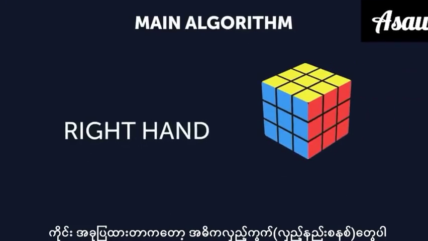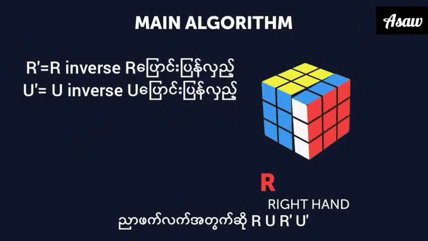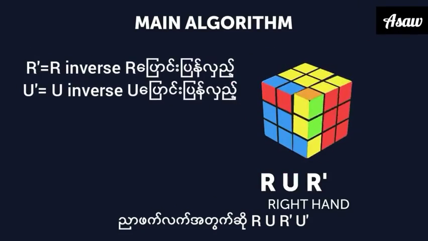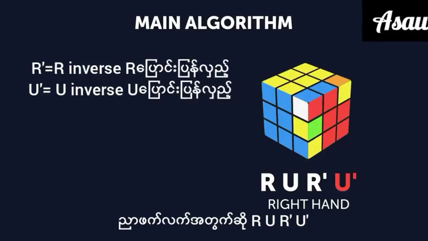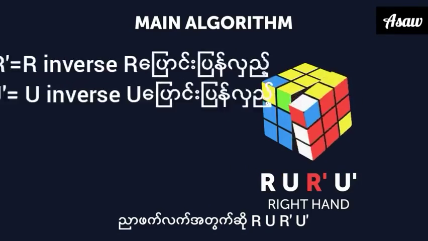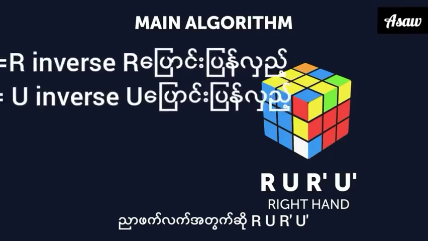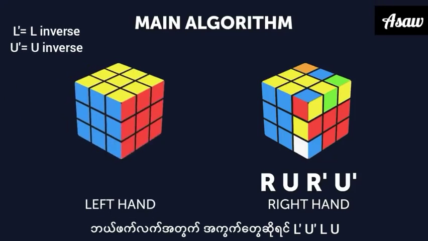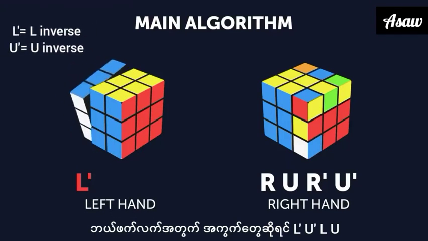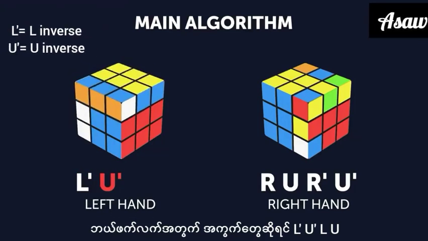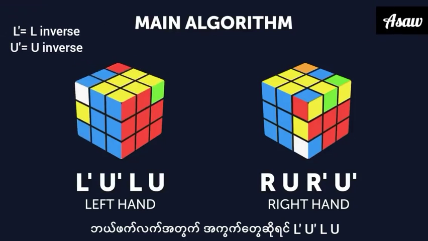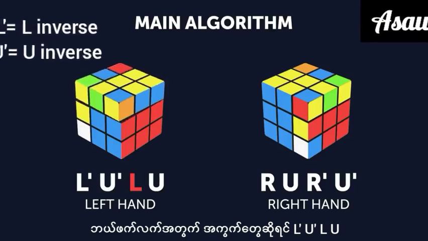So, here's the main algorithm. For your right hand, it'll be R, U, R apostrophe, U apostrophe. And once again, R, U, R apostrophe, U apostrophe. It's the exact opposite for your left hand. L apostrophe, U apostrophe, L, U. And again, L apostrophe, U apostrophe, L, U.